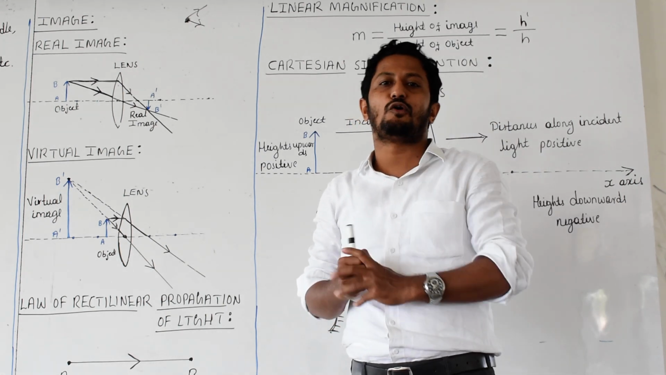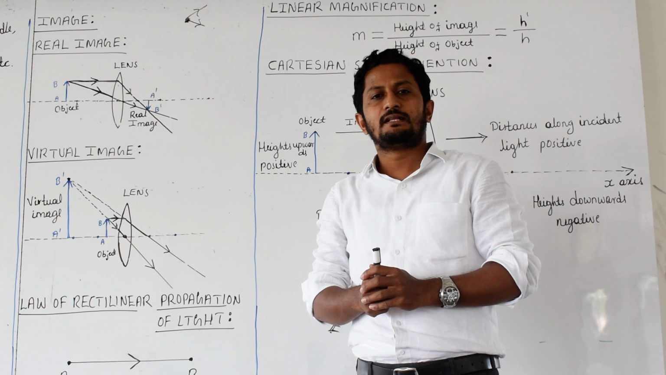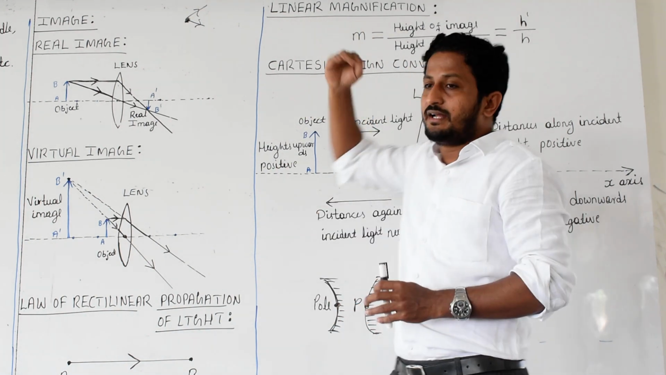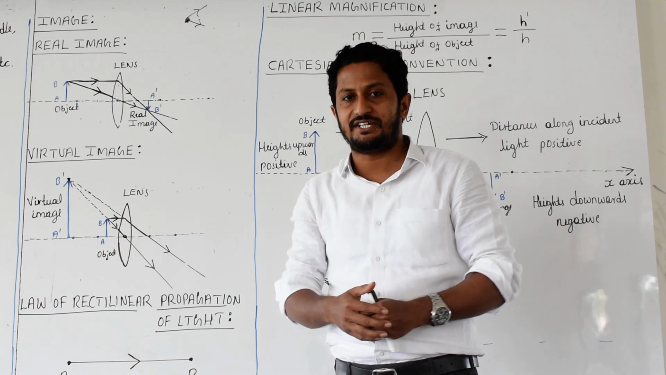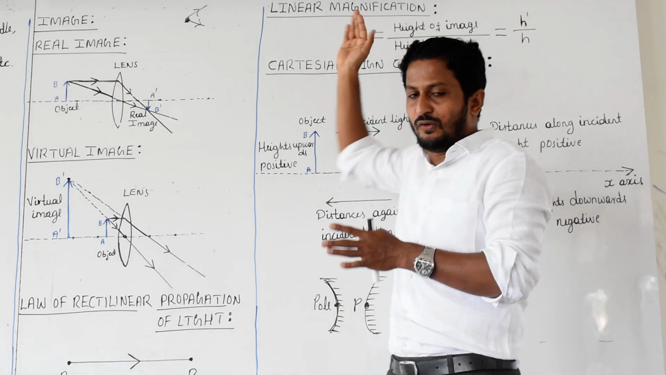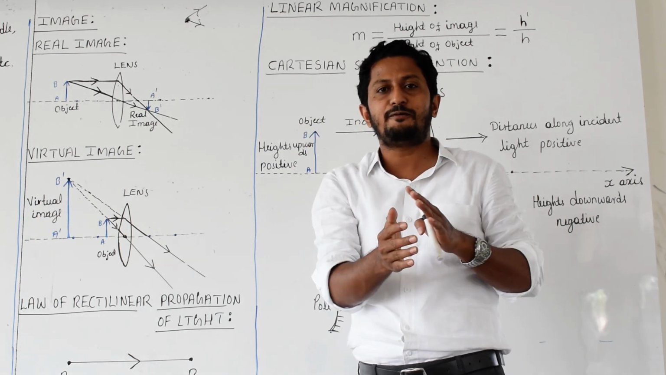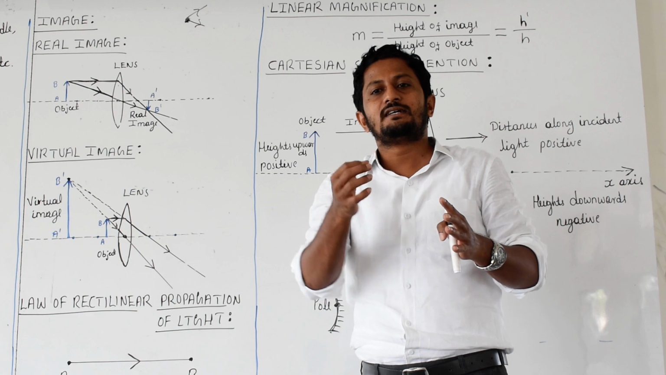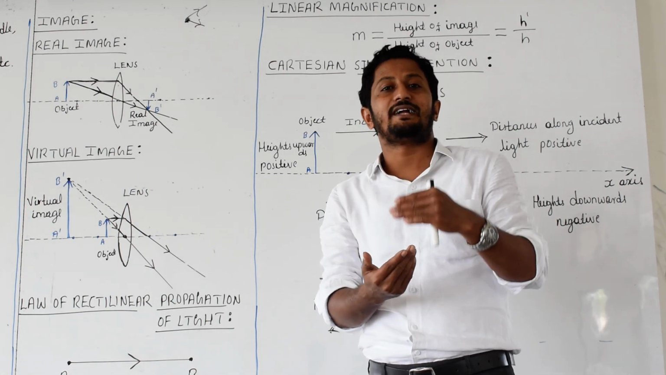This is the general formula. This formula has its own form. I mean, it's going to change. This formula is a general one. For a mirror, it is different. Different means it comes with the sign conventions, whether it is a positive or negative sign convention.